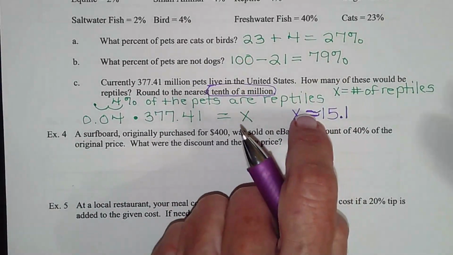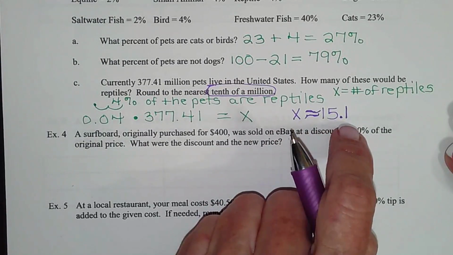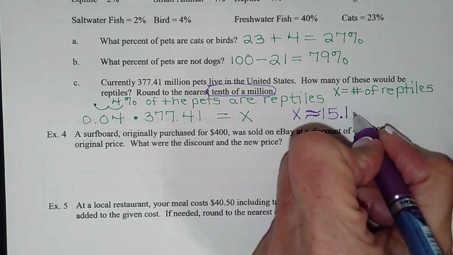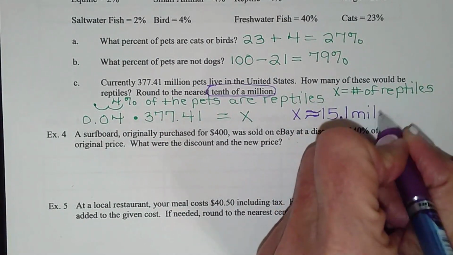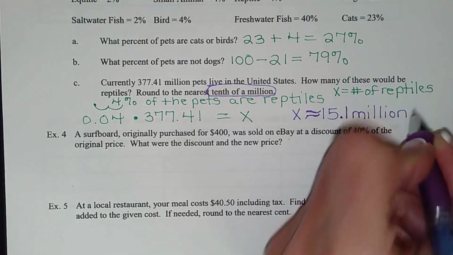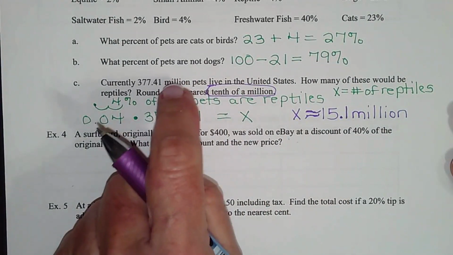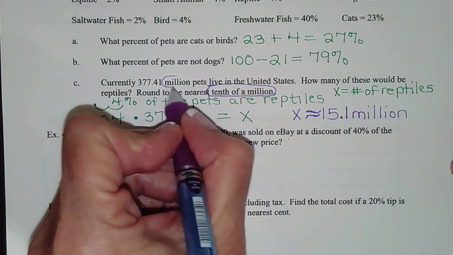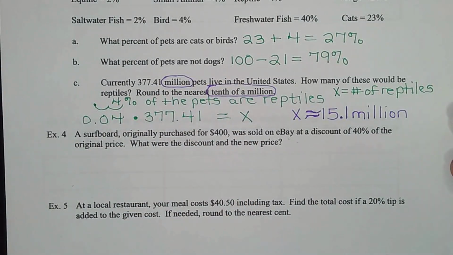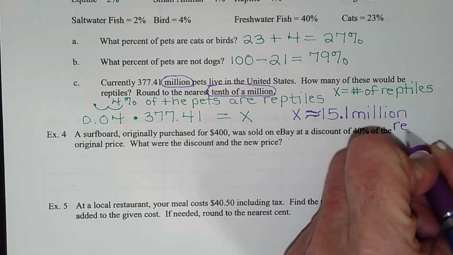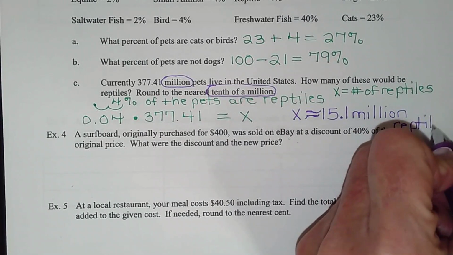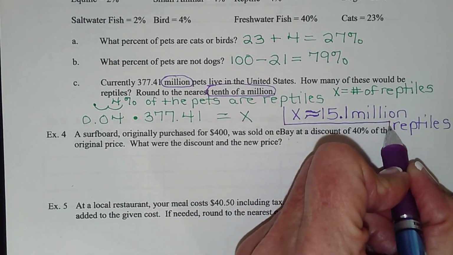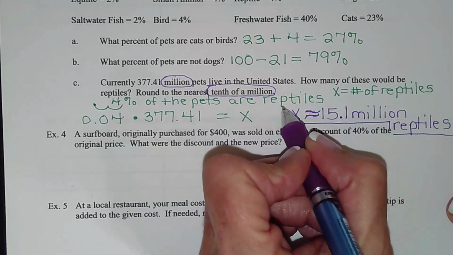So it's approximately 15.1 million reptiles. So don't forget to put your proper labels on it. It's not 15.1 reptiles, it's 15.1 million reptiles. So that's another thing that would be really handy to circle so you don't forget. And so that would be the appropriate label for that answer. 15.1 million reptiles.